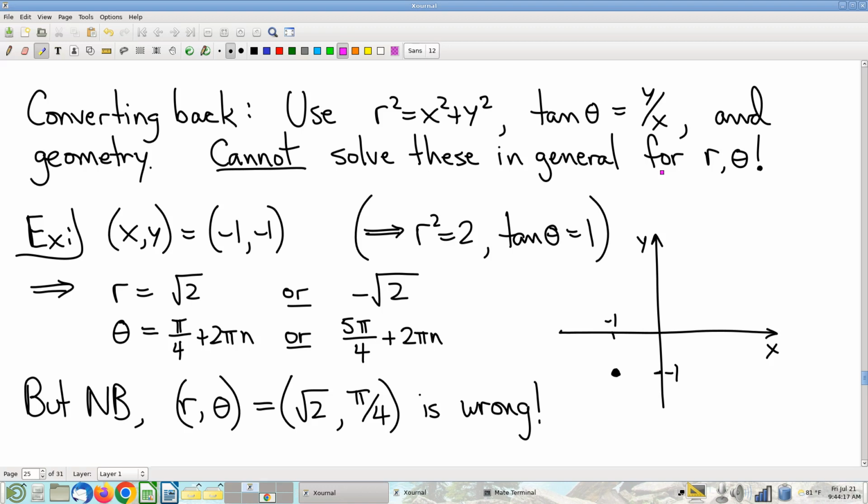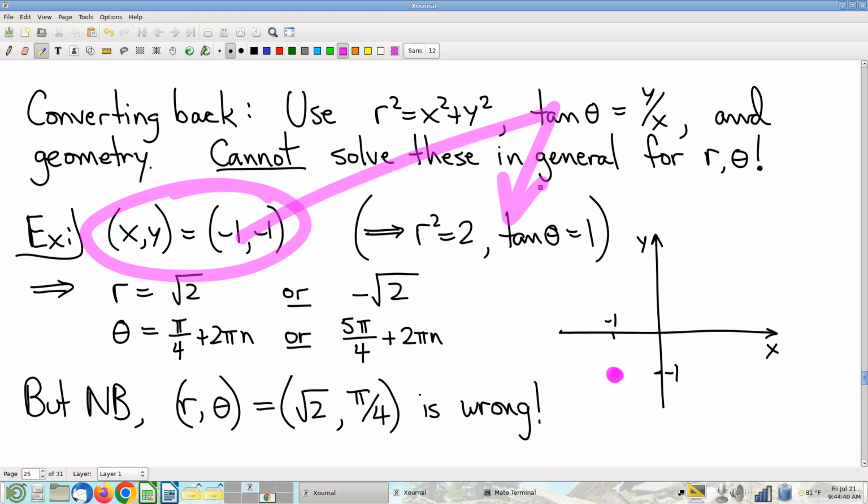So here we go. Let's think about this following point right here. -1 comma -1. There's nothing weird about that point. Unremarkable, right? I didn't have to search deep to find an obscure, random, weird example here. It's just a perfectly reasonable point. Now, I can take these numbers and plug them into these equations, and I do know what r squared has to be, and I do know what tan theta has to be. No problem. That's true.